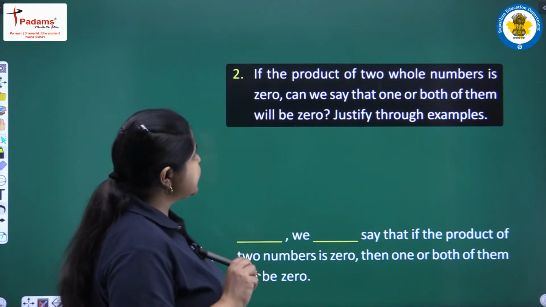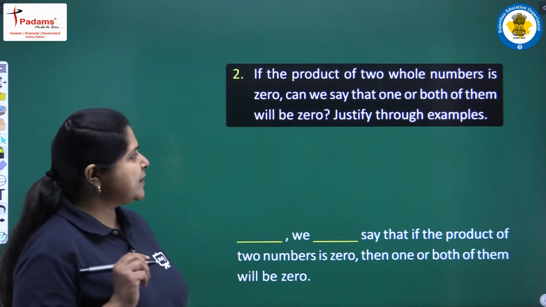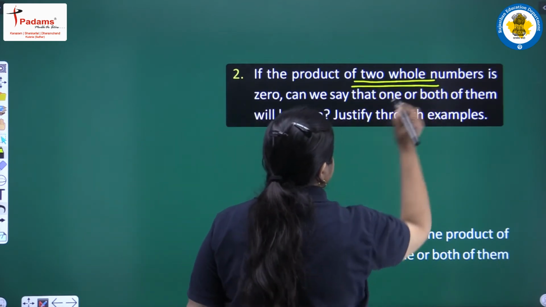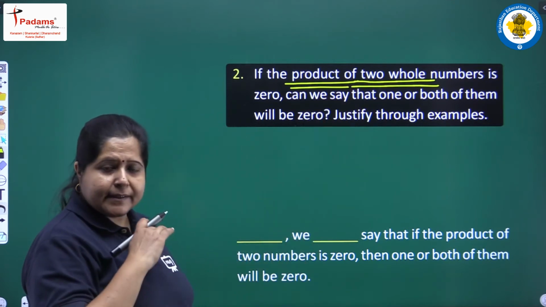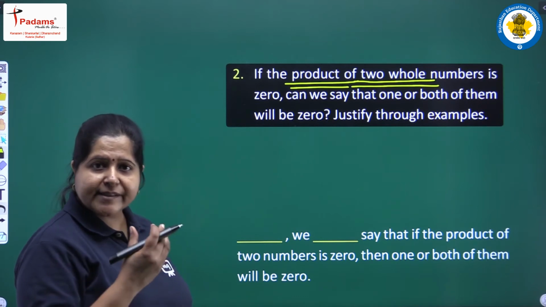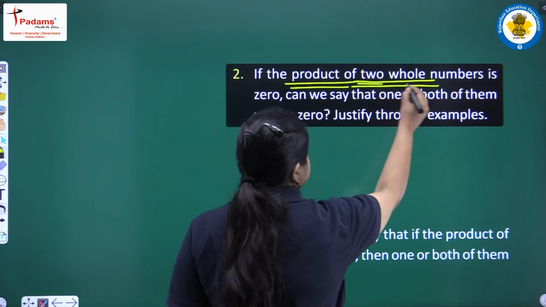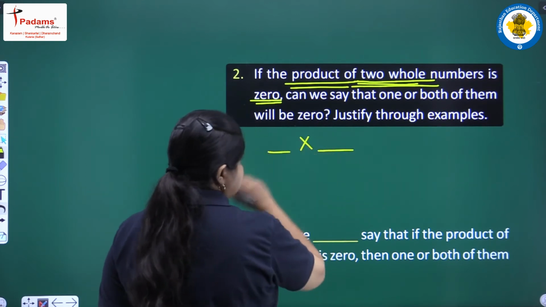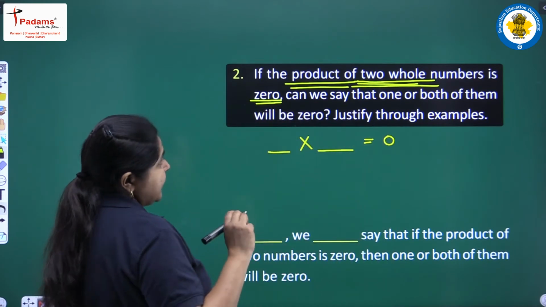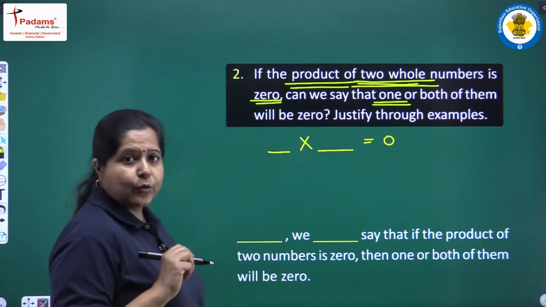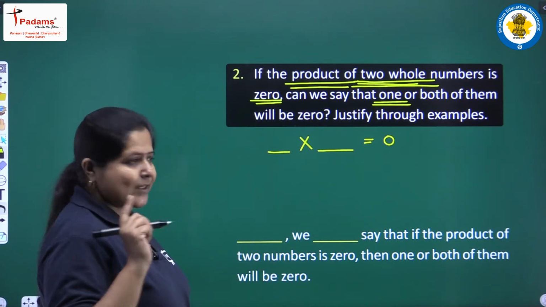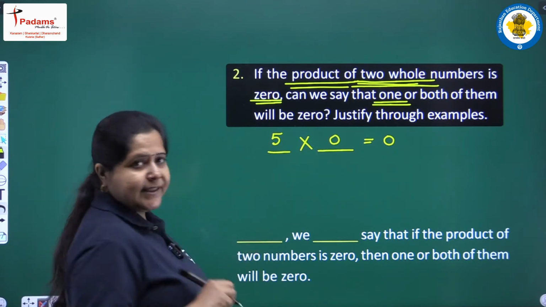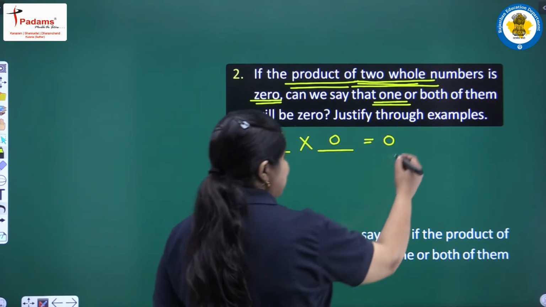If the product of two whole numbers is 0, can we say that one or both of them will be 0? Justify through examples. What we are given here is that there are two whole numbers and we are multiplying them. By product we mean the answer that we get on multiplying two numbers, that answer is called the product. So here we have to multiply two whole numbers such that we get the answer as 0. So let us take two whole numbers, their product should be equal to 0. We have to see if one of them is taken as 0, what we get. Let us first take one of the numbers to be 0 and this number be say 5. Now 5 multiplied by 0, is it 0? Yes, it's 0. So this statement is very much correct.